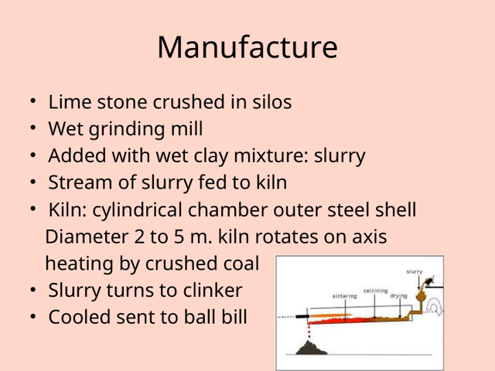As the slurry moves through the kiln, it undergoes a chemical transformation and turns into clinker, which are small, hardened nodules. After cooling, the clinker is sent to a ball mill, where it's ground into a fine powder. This is the cement we use. This process is crucial because it transforms raw materials into the final product through a series of carefully controlled steps, highlighting the importance of each stage in producing high-quality cement.